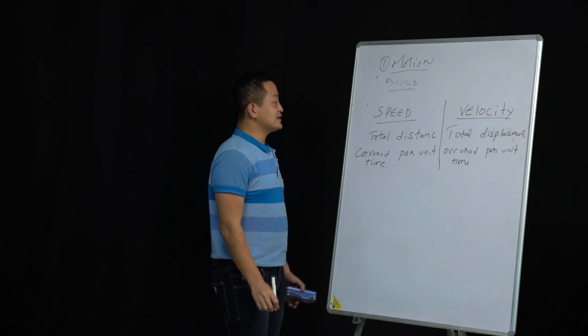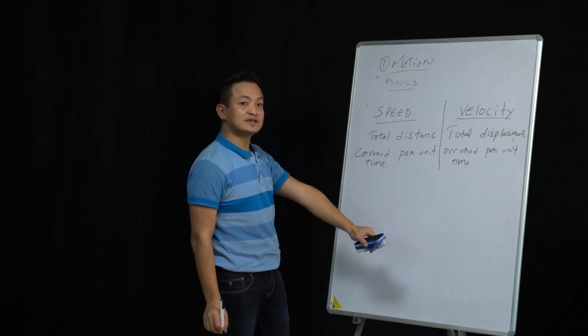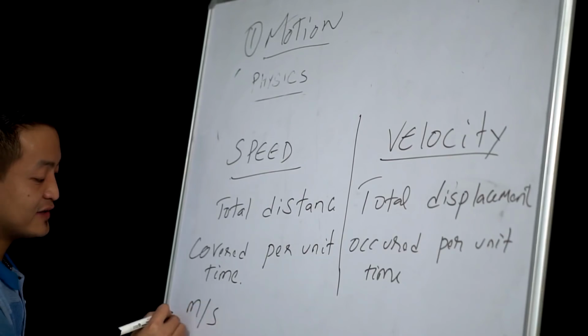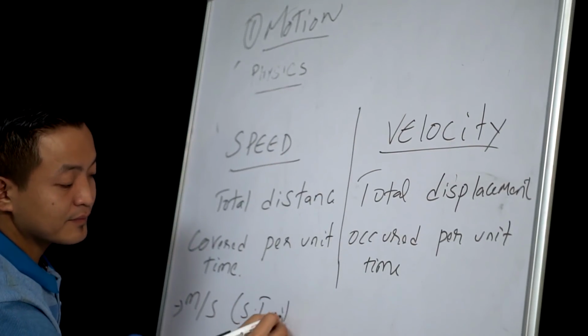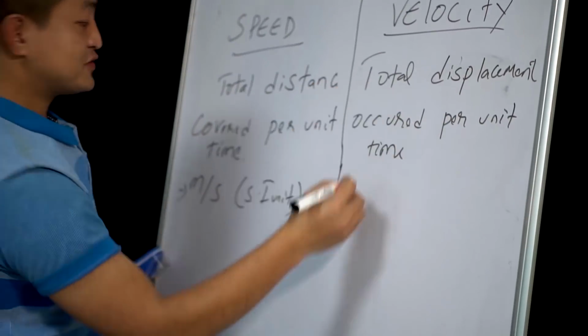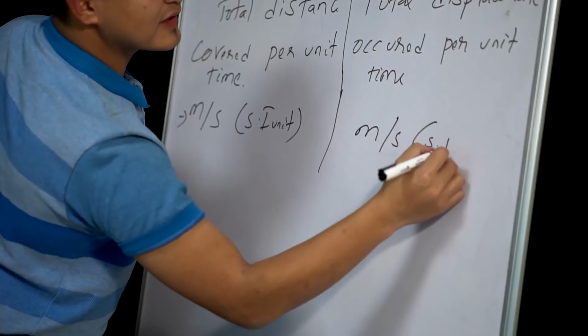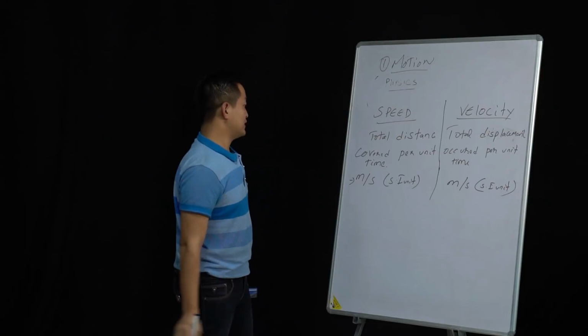And now what is the SI unit of speed and velocity? The SI unit would be the same. It would be meter per second. That is the SI unit for speed. And the SI unit for velocity would be the same, meter per second. So here we have the same SI unit.